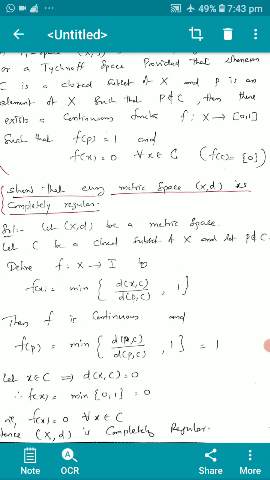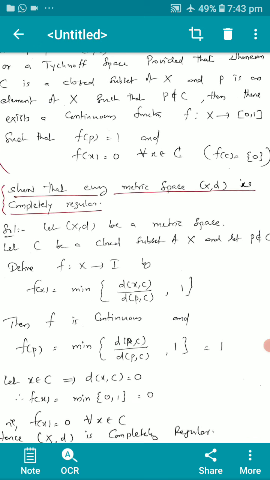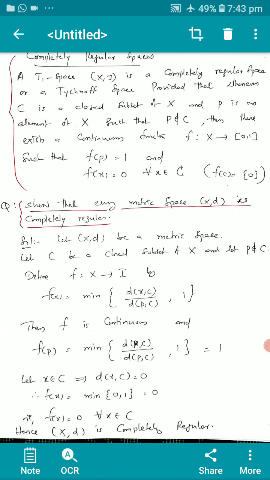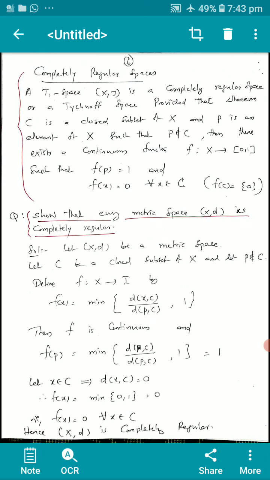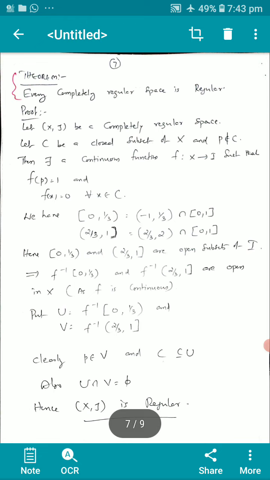Clearly f is continuous. And what is f(P)? Minimum of d(P, C) divided by d(P, C), and 1. That is minimum of 1 and 1, which is equal to 1. Let x be in C, which implies d(x, C) equals 0. Therefore f(x) equals minimum of 0 and 1, that is equal to 0. That is, f(x) = 0 for all x in C. Hence (X, d) is completely regular.